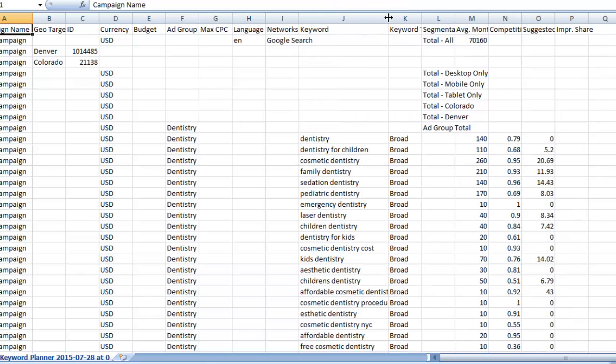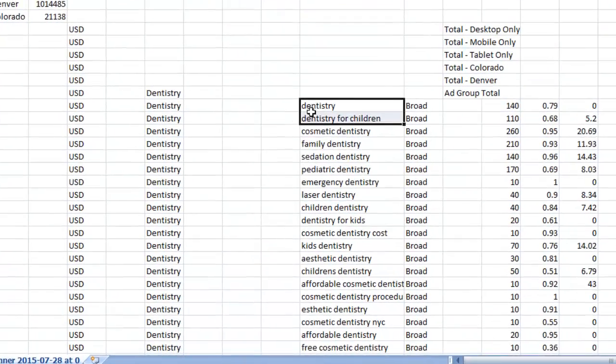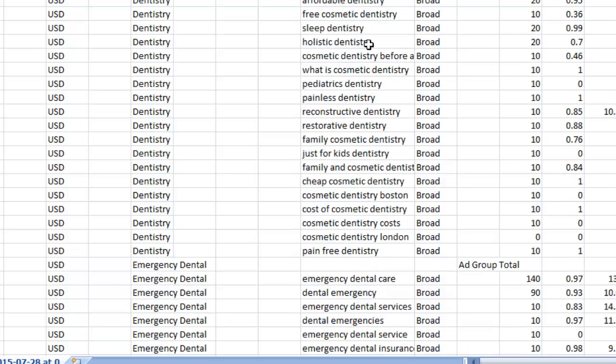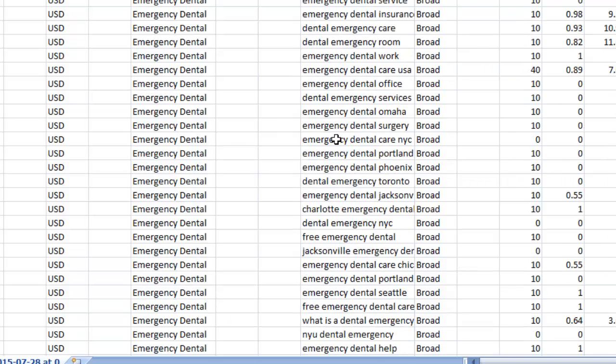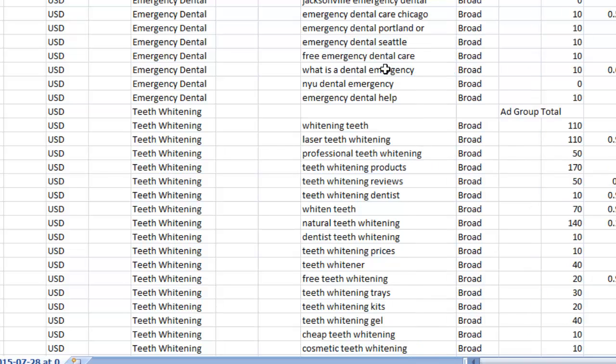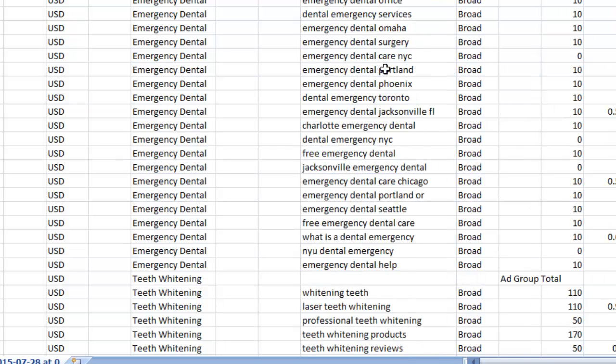But for now, we're going to take a look at these. We're going to see that these keywords in dentistry all have dentistry in them. So moving on down, emergency dental, all the emergency dental ones, teeth whitening. And so what we're going to do is go through here and cherry pick a bit and pull out the keywords that we know we want to bid on. I can leave those in, and then I can remove ones that won't necessarily match us.